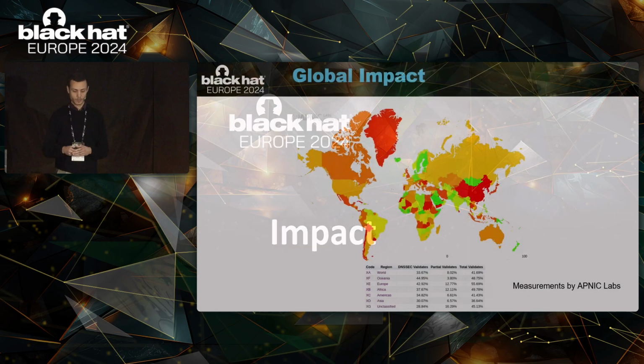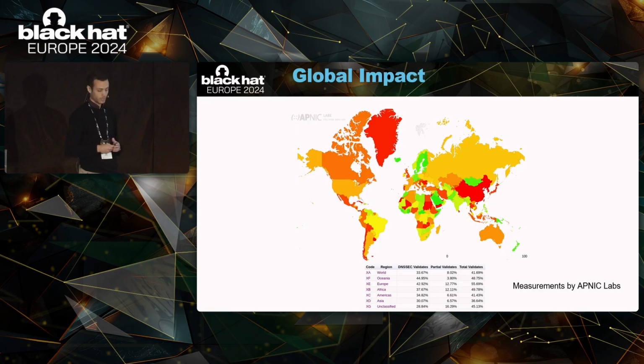To get a sense of how big the impact is, we use a measurement by APNIC, who just measure how many clients in the internet use a DNS resolver that is DNSSEC-validating. Since we want to use DNSSEC for the attack, we must look at how many clients actually use DNSSEC. And depending on which metric you use, you come to between 33 and 42% of global internet clients using a DNS resolver that validates DNSSEC.